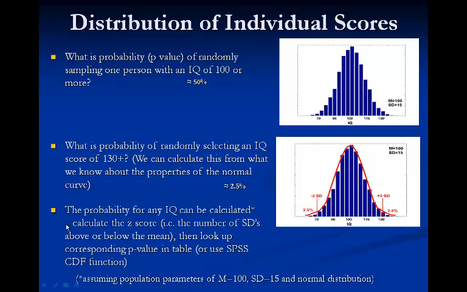So the probability for any IQ can be calculated using the z-score, and we can look it up in a table of p-values for the normal distribution, or as well you can learn to use SPSS to use a cumulative distribution function, a CDF, which will calculate it exactly for you rather than looking up particular values in a table. Of course, this assumes the population parameters are reflected in the sample, the mean of 100 and a standard deviation of 15, and that the data are normally distributed.